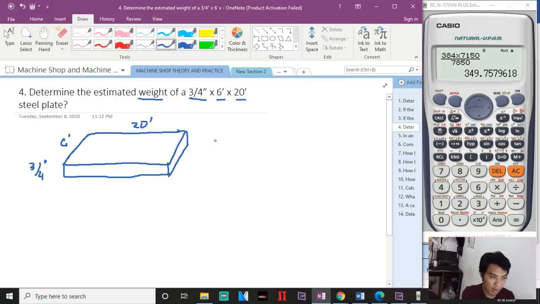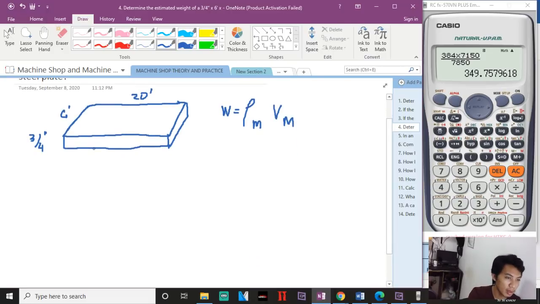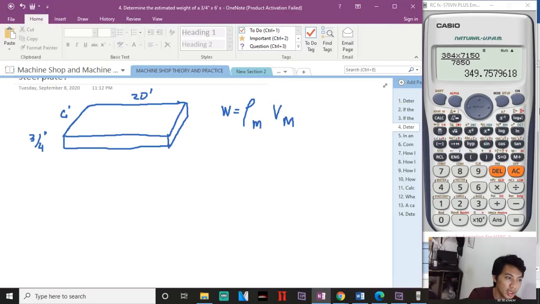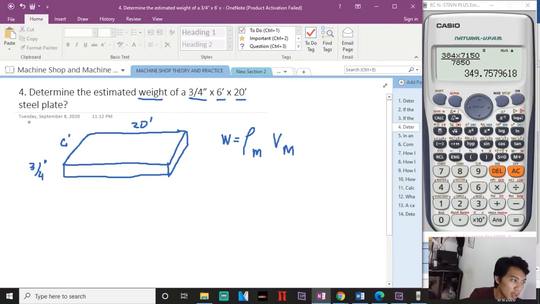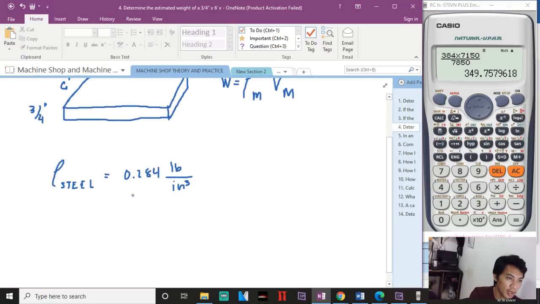Okay. Yung weight again is density, material, tapos volume ng material. Okay, that is the density. That is steel ba ang ginamit dyan? Steel, tama. Density of steel, you note. Density of the steel is 0.284 pound per inch cube. Okay, don't you forget that.